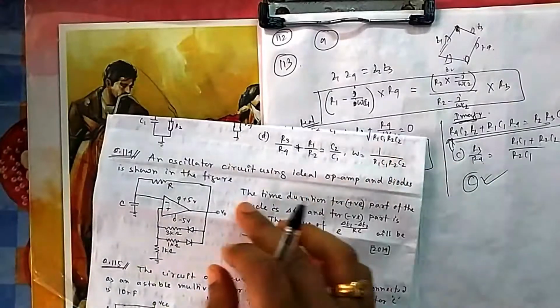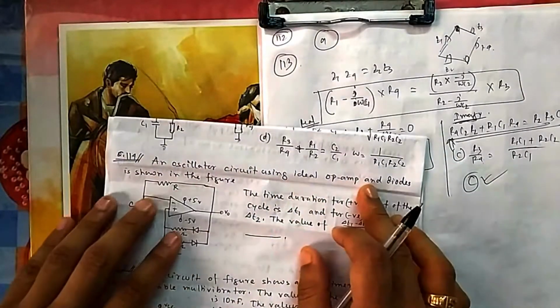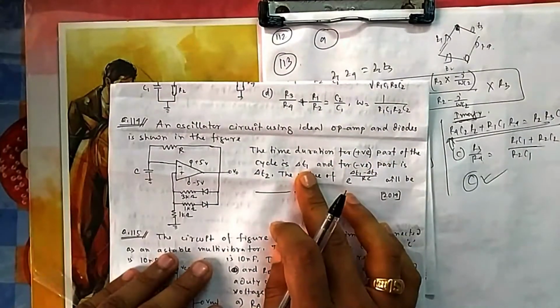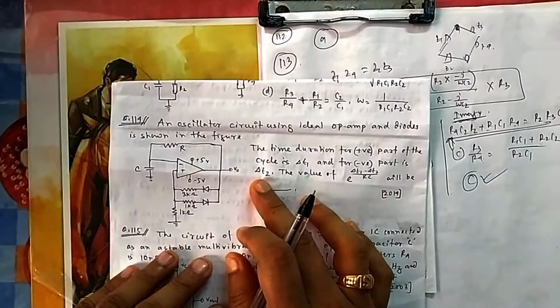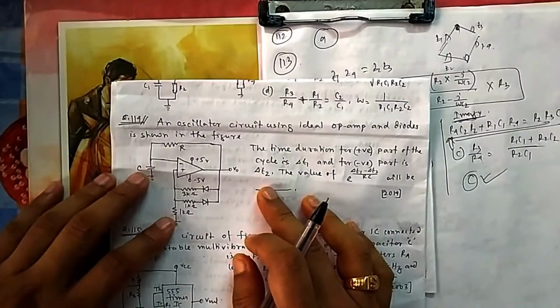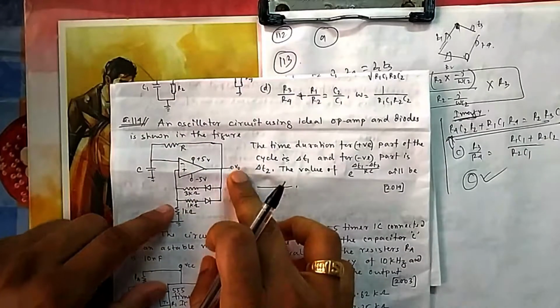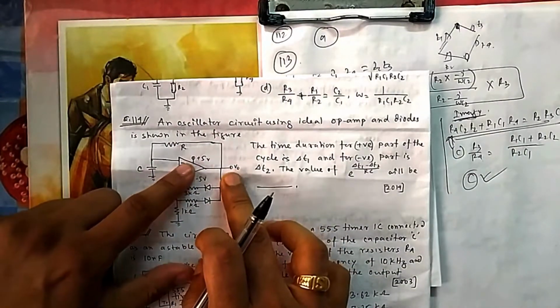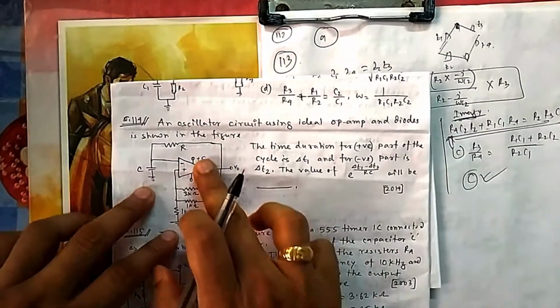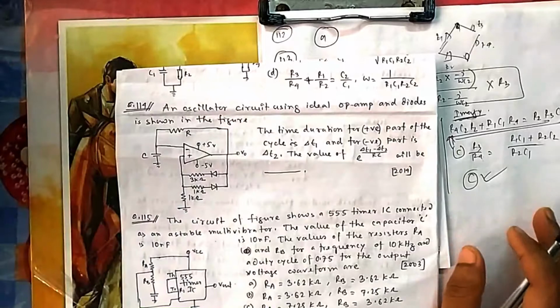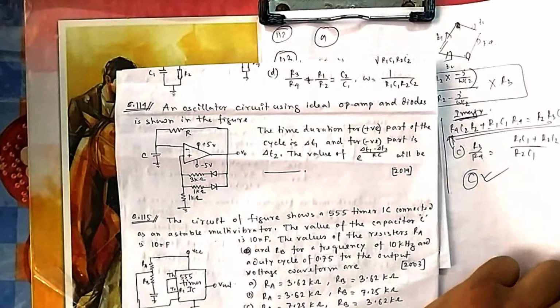Now 114: an oscillator circuit using an ideal op-amp and diodes is shown in the figure. The time duration for the positive half of the circuit is delta T1, and for the negative half is delta T2. Again the same condition. You see the capacitor will be charging through this RC path. Suppose I take it as plus 5 volt, because the output will be either plus 5 or minus 5, it will be oscillatory. So if it is plus 5, then what is the voltage you are getting?